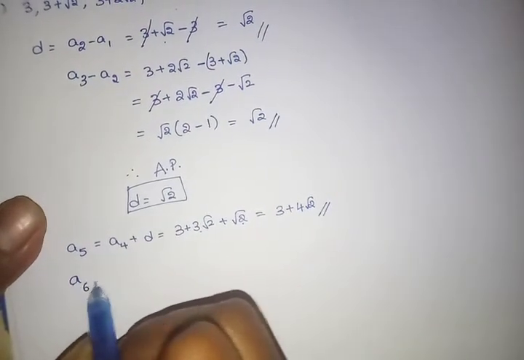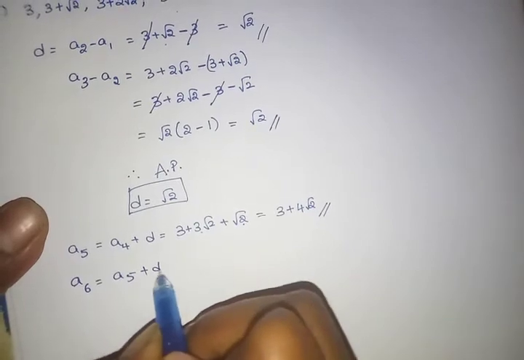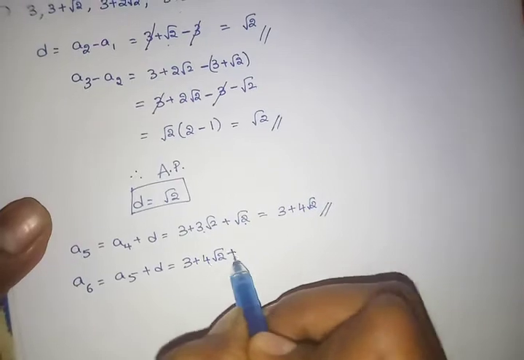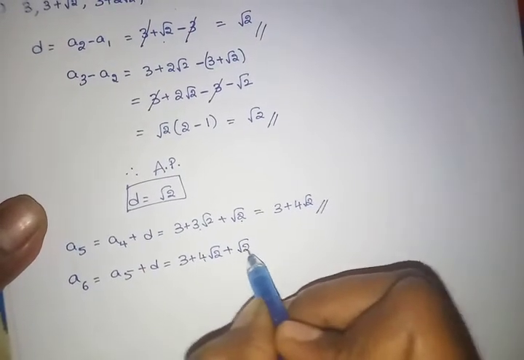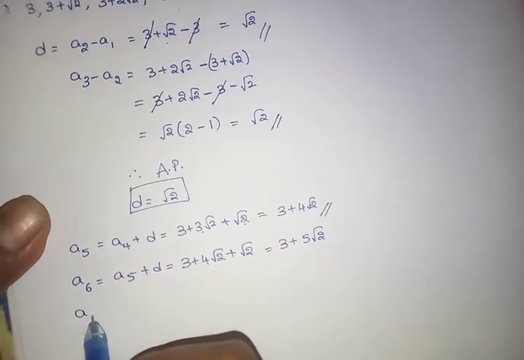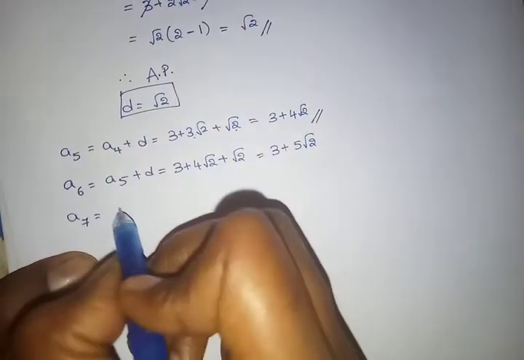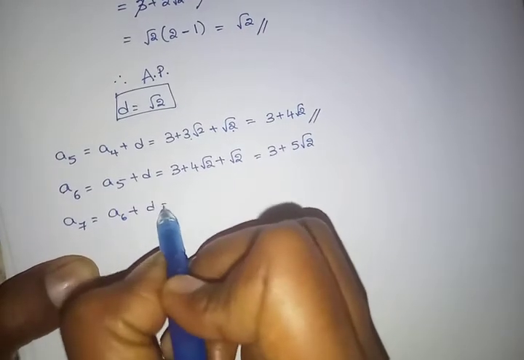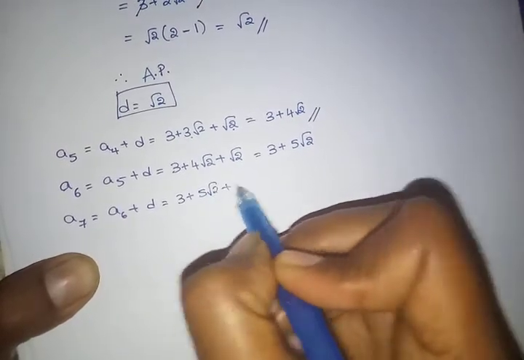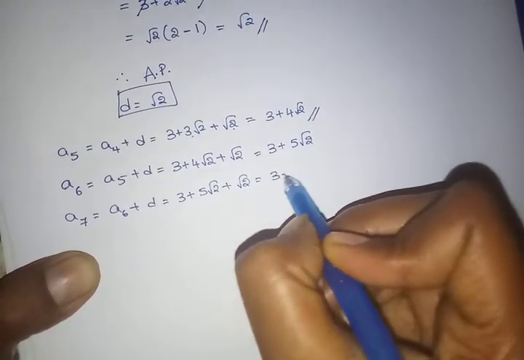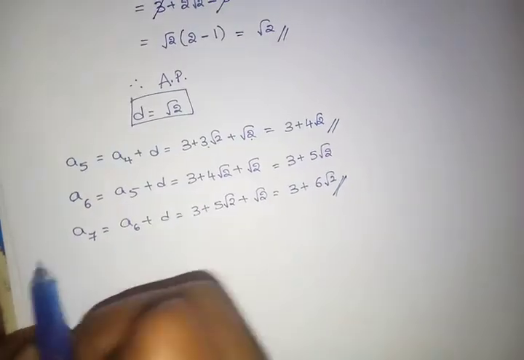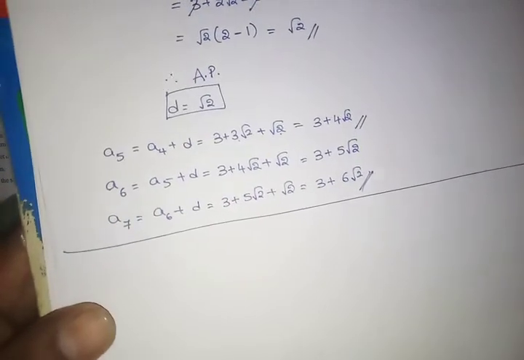Again A6 equals to A5 plus d. That equals to 3 plus 4 root 2 plus d value root 2. What it will become? 3 plus 5 root 2. Next A7 value. A6 plus d. That equals to 3 plus 5 root 2 plus root 2. How much is this? 3 plus 6 root 2. That's all. Problem is completed. Easy problems. Shall I say one more problem?